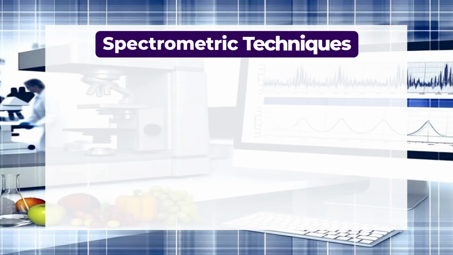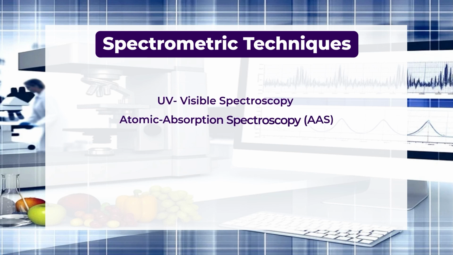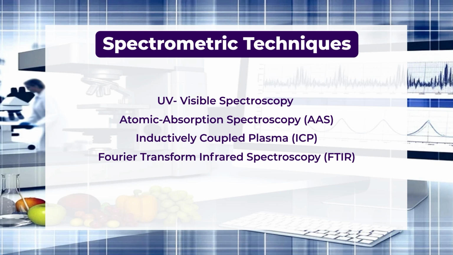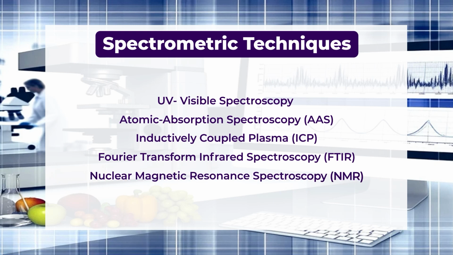What are the spectrometric techniques? The first is UV visible, then atomic absorption spectroscopy, inductively coupled plasma, Fourier transform infrared spectroscopy, and nuclear magnetic resonance spectroscopy.